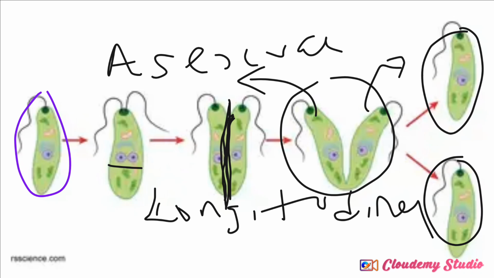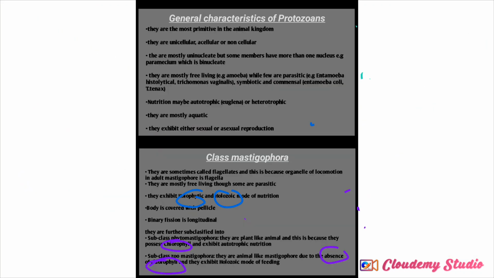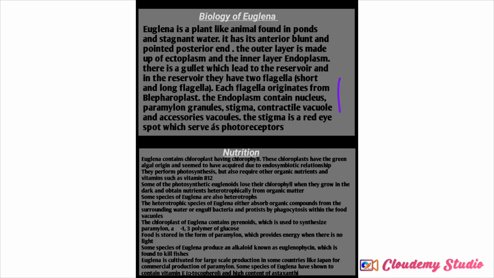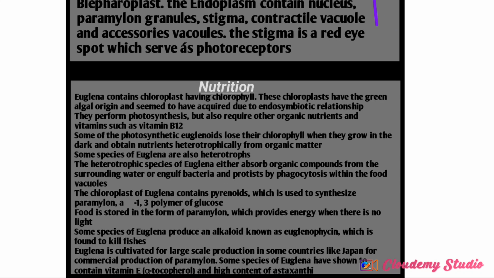Now, moving from there, this is another illustration of their reproduction. This is a longitudinal feature. So I will go back to Euglena. This is just a note that you can jot down. We have all this, you see. So that is that and that. That is everything I've explained just now.